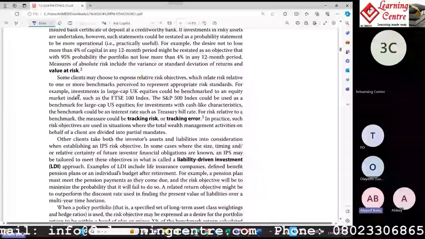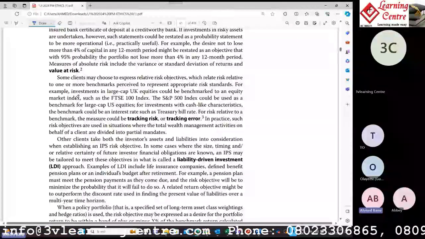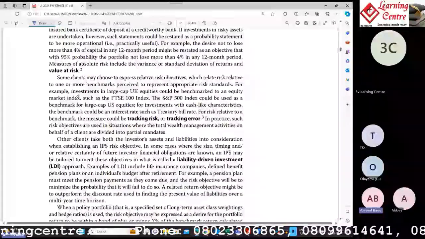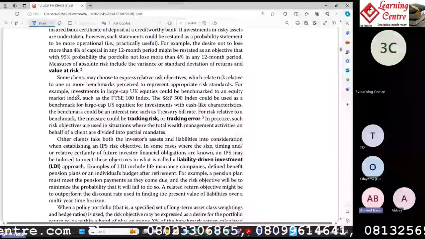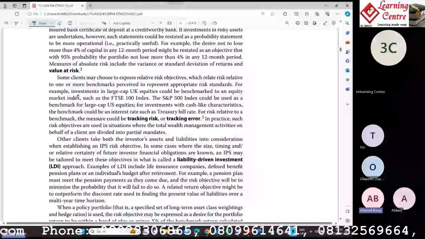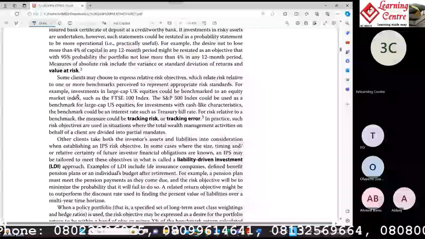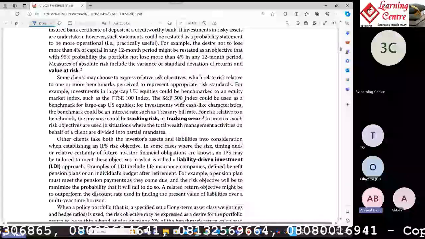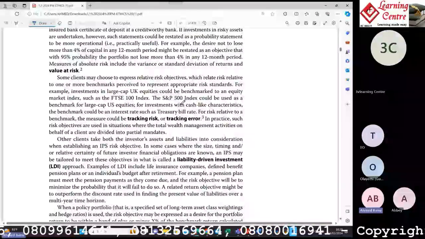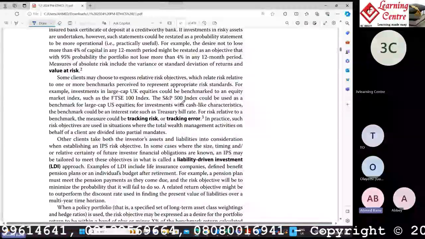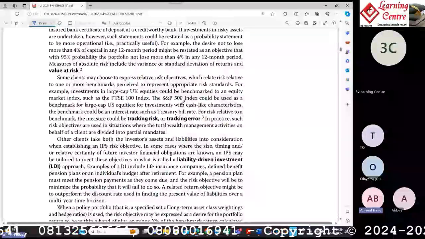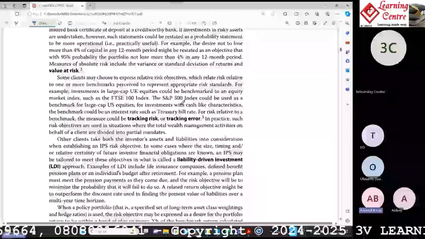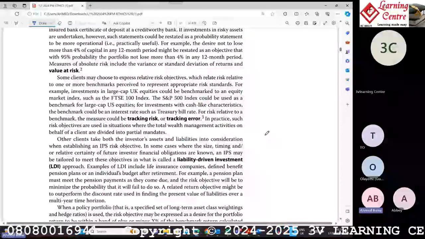What we're saying here is, I have been able to identify a market index as my benchmark. What is the risk of that market benchmark? My risk must not be more than the risk of that benchmark. For some investments with cash-like characteristics, the benchmark will be an interest rate such as the treasury bill rate. For risk relative to a benchmark, the measure of risk is tracking risk. Don't worry, you don't need to bother yourself with that.